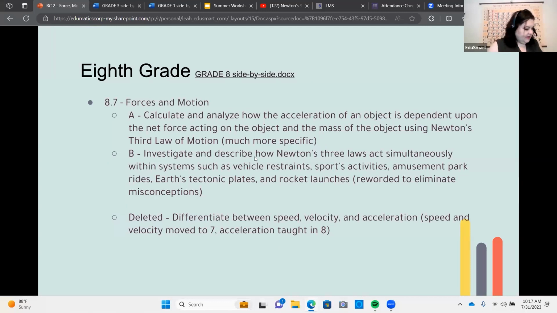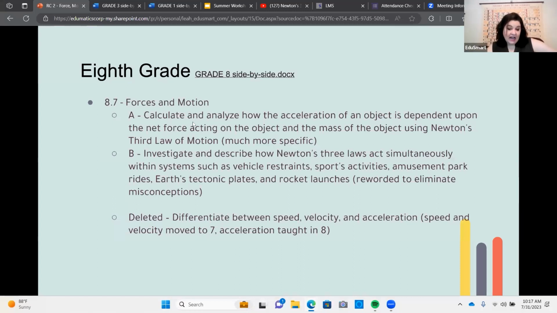Eighth grade hasn't necessarily all changed. In fact, they've taken out some stuff from eighth grade that will help you a lot, but the focus of it has changed a little bit. So we want to avoid that misconception that you can apply Newton's laws individually. Like, oh, this is a roller coaster, it's following Newton's first law. No, of course, all Newton's laws are acting on it simultaneously. So they really changed the wording to focus on that.